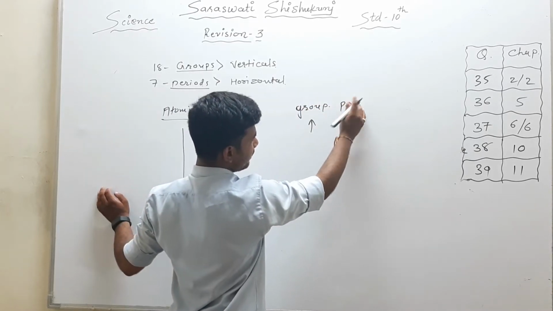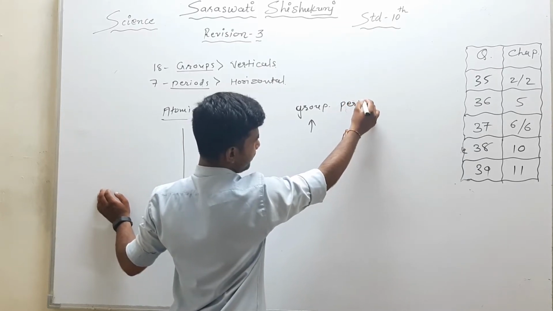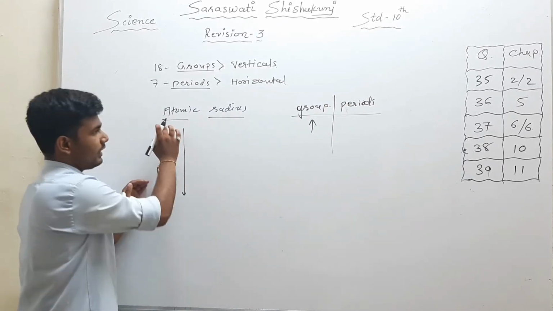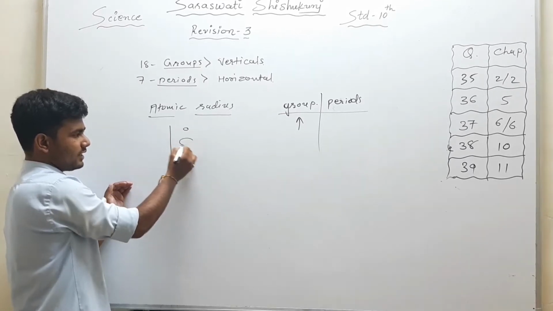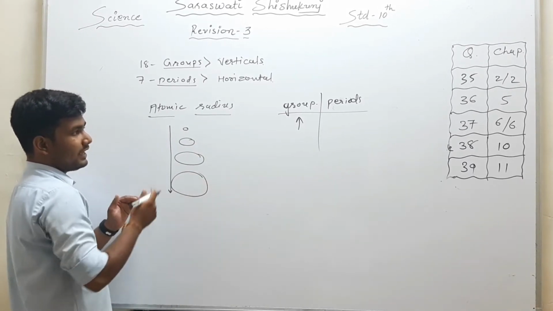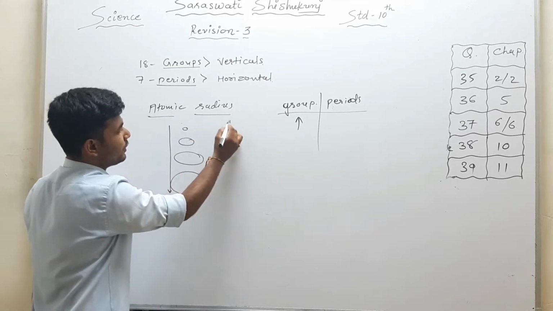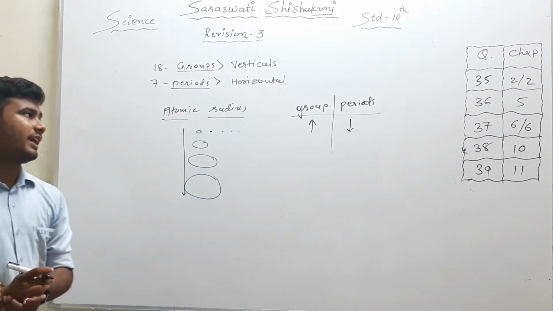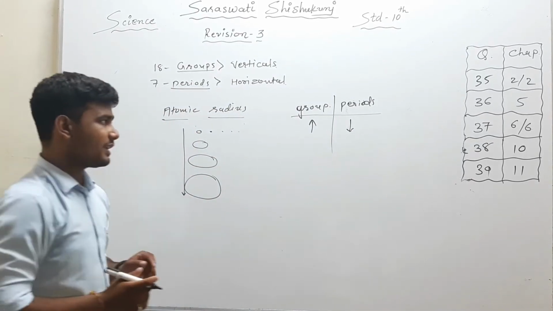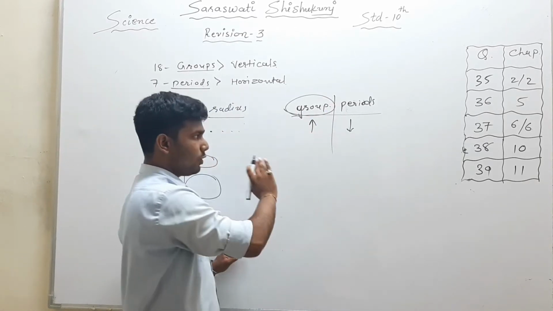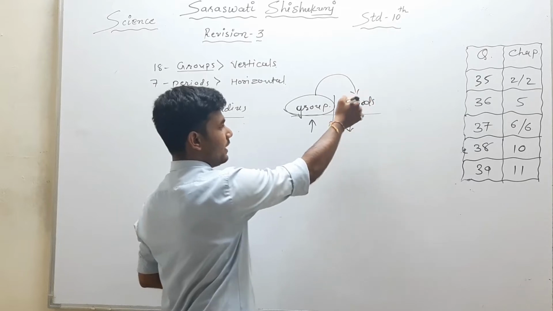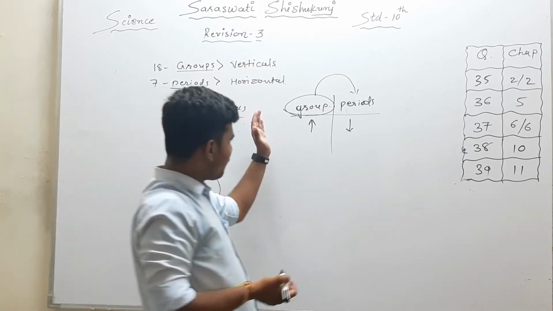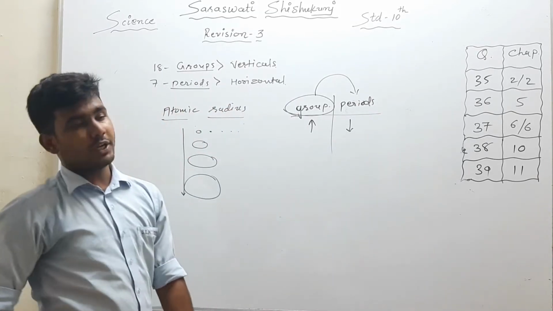So what will happen in periods? Okay, as we move from up to down, the new electron enters into a new shell, so the atomic radius will increase. As we move from left to right, it will decrease. So in periods, as atomic number increases, atomic radius decreases. Okay, so this way we can understand. It is clear that whatever change happens in a group, the opposite change you will see in a period. Which means in a group, when we move from up to down it increases, and when we move from left to right in a period, it decreases.